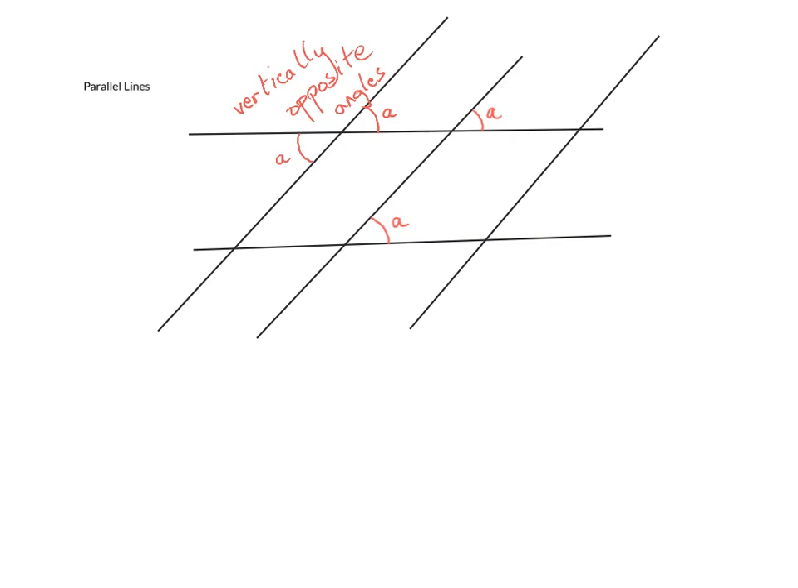These are the same, and we call them corresponding angles. And then lastly, these are the same, this one and this one, and we call those alternate angles.